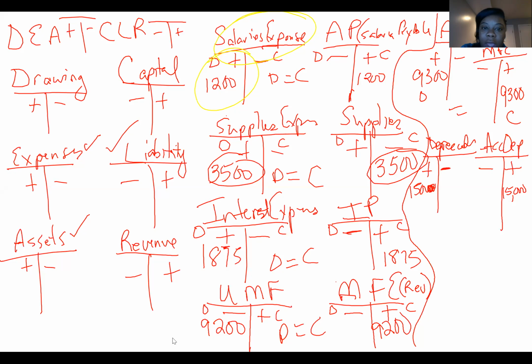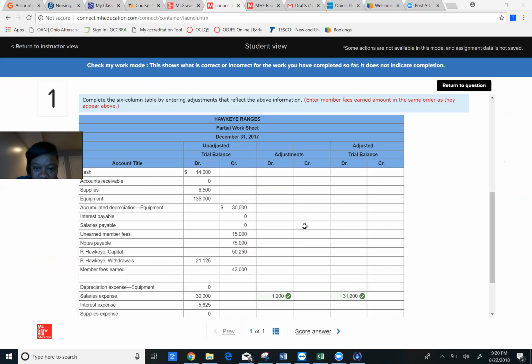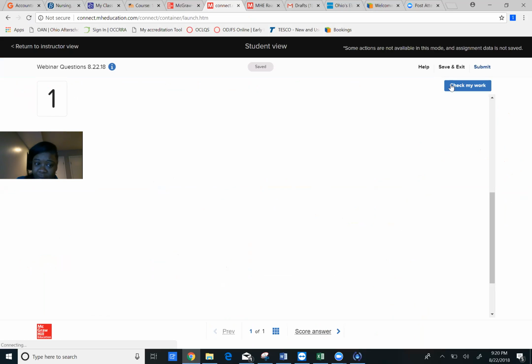Okay, so we're done with salaries expense. We got that one, great. And next we could do accounts payable, salaries payable, because that's the only one like it. So we're gonna do a credit of $1,200 to accounts payable. I mean, it's gonna be salaries payable. So salaries payable, we're gonna adjust it as a credit. That makes sense? Yes.